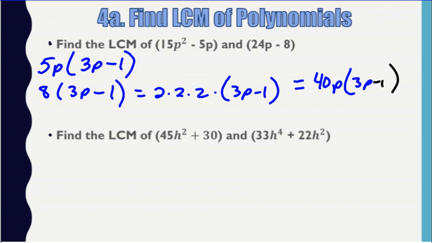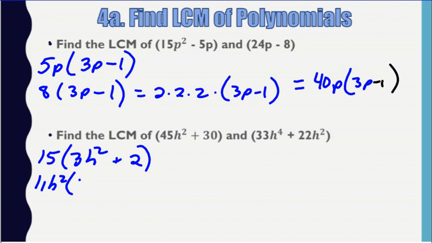The last one here, you can take a 15 out. 15 out, that gives me 3h squared plus 2. I can take 11h squared out. That leaves me with 3h squared plus 2. I can break down the 15, so that's 3 times 5 times 3h squared plus 2.